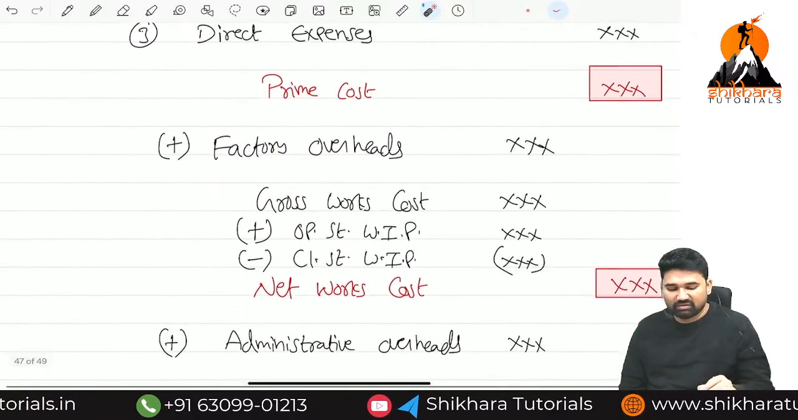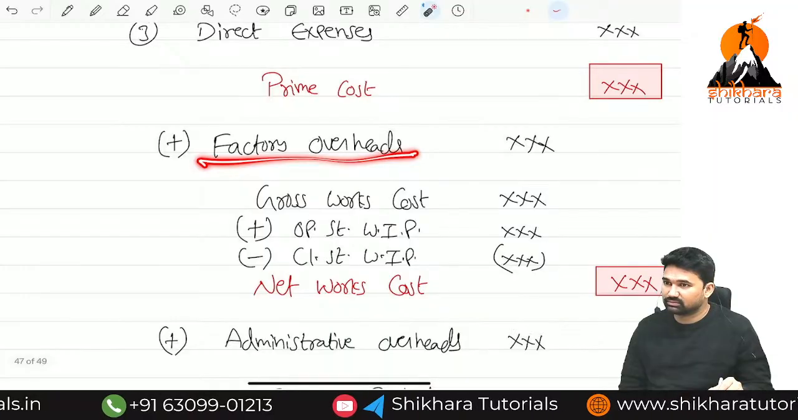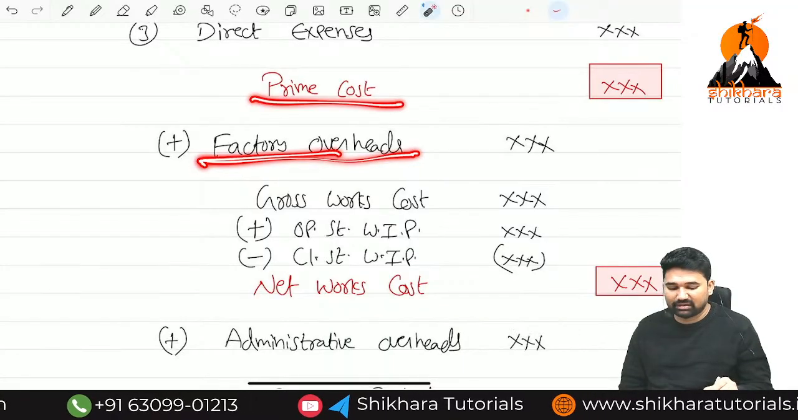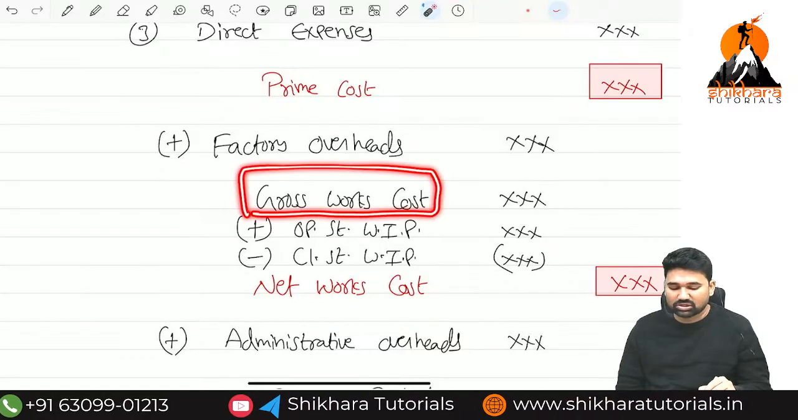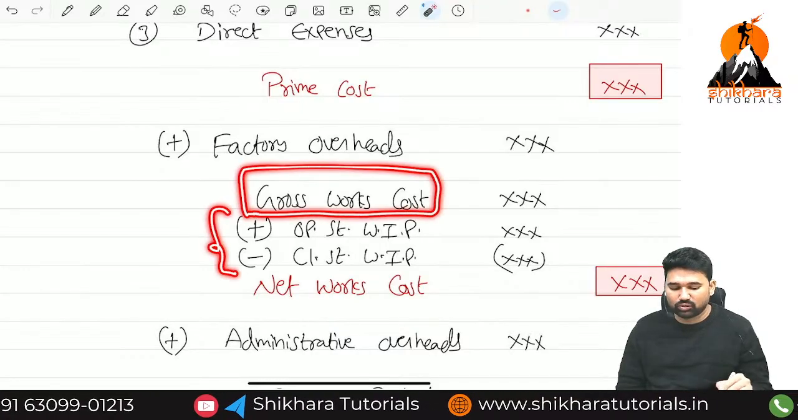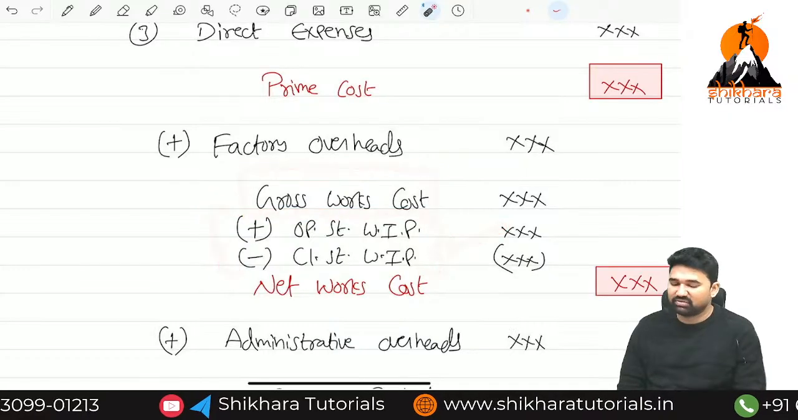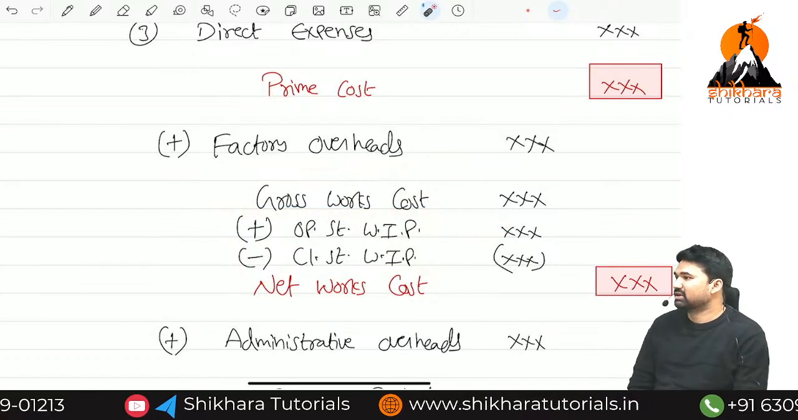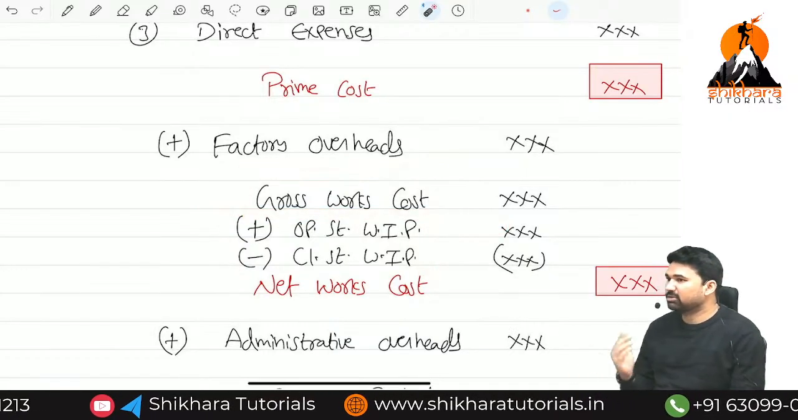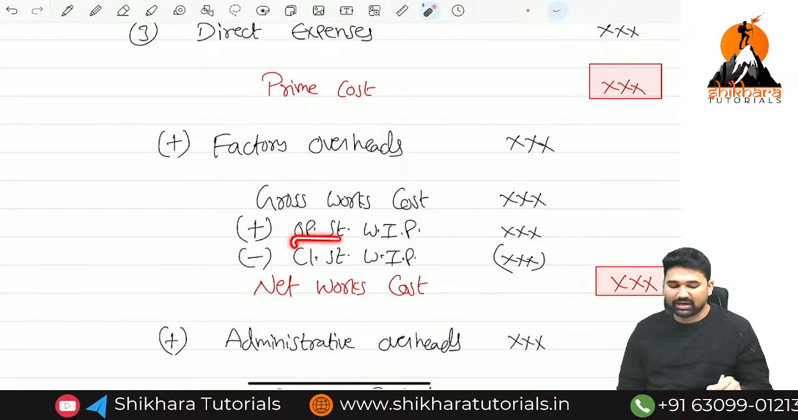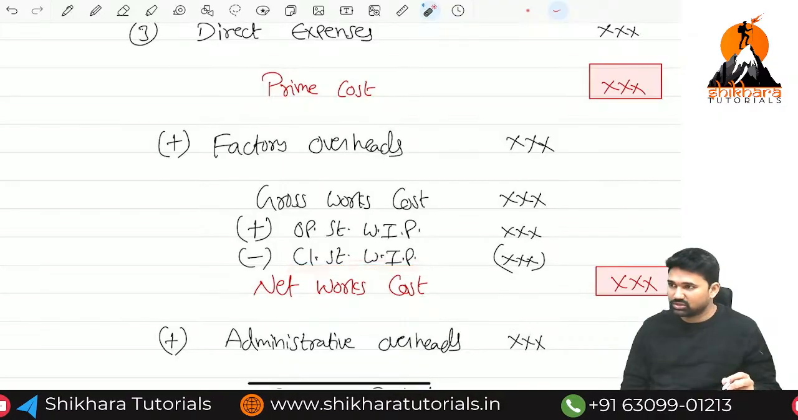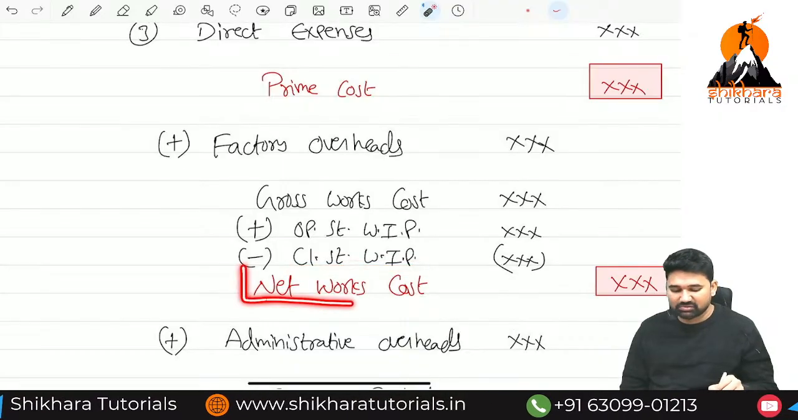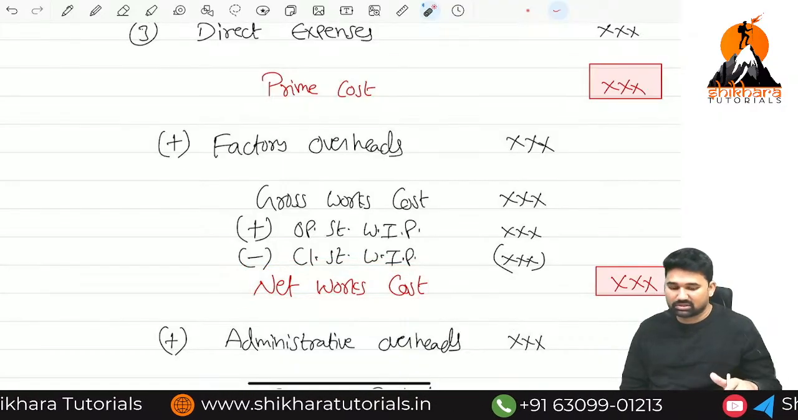Next one, factory overheads. If we add factory overheads to prime cost, it gives rise to gross works cost. And now we have to do one adjustment, an adjustment related to work in progress. We have to add something and we have to deduct something. What do we need to add? Opening stock of work in progress. What do we need to deduct? Closing stock of work in progress. And the result will be net works cost.